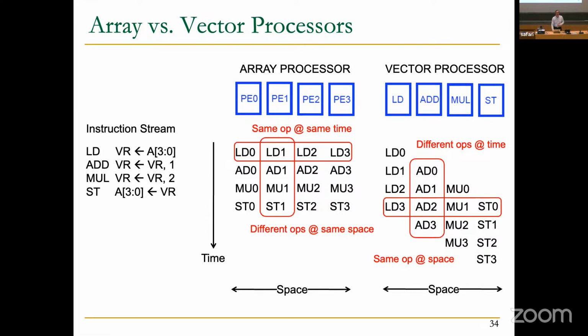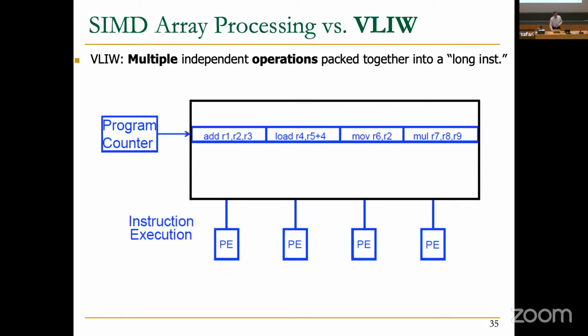Okay? So as we will see later on, we're going to combine these at the end of this lecture, and GPUs will combine both. Okay, so now let's contrast this to VLIW. Yesterday, I showed you this picture. We looked at VLIW. We had a single program counter that would fetch a long instruction word, right? Multiple independent operations are packed together into a long instruction. And these independent operations had nothing to do with each other, right? Okay.